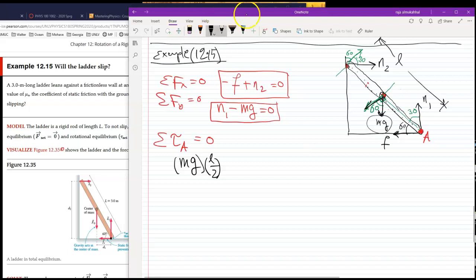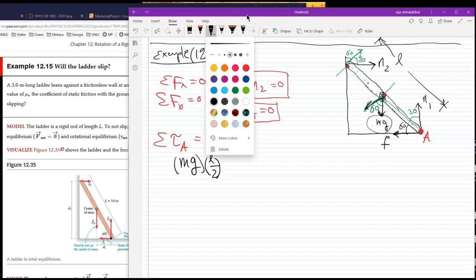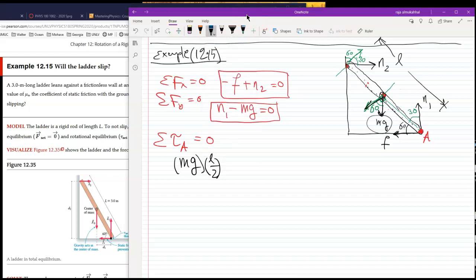Let me use a different color again. I'll pick blue. This one. Remember I said that the angle should be between the force and the moment arm. So this is the angle, which is 30. So you can say sine 30. That's fine. Same thing as cosine 60.